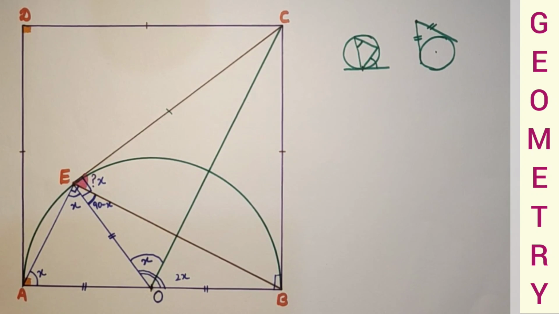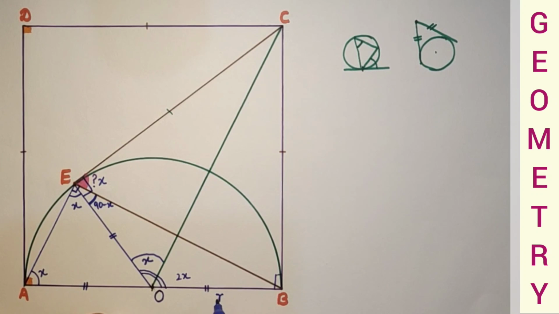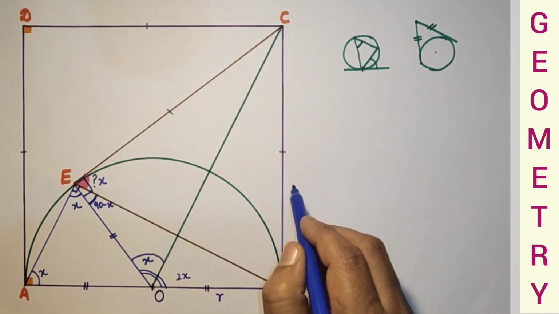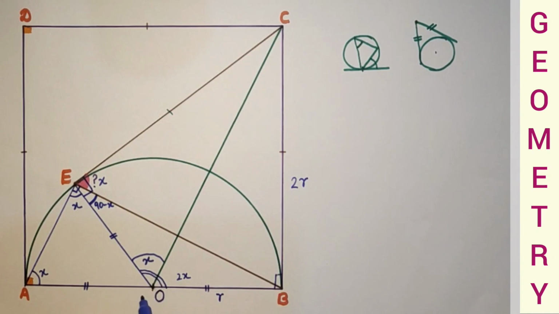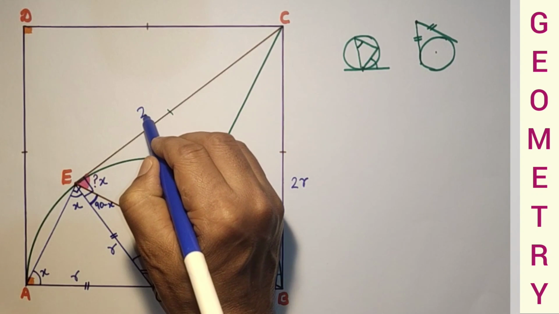And further we can say that this OB is half of AB. So if we take this OB as the radius of the semicircle, then this AB will be 2r. So this CB is 2r. This is r, this is r, this is r, this is 2r.